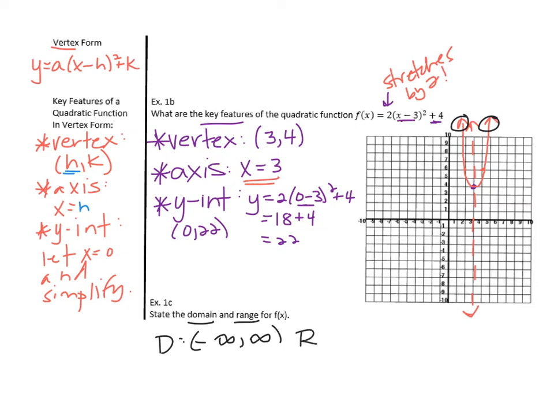Our range, we always read bottom to top. Well, there's no arrow for the bottom of that parabola. It has a minimum value, a low point, and that's at positive 4. We put a bracket there because it can equal positive 4. And because both arrows point up towards positive infinity, we'll end our range with positive infinity.